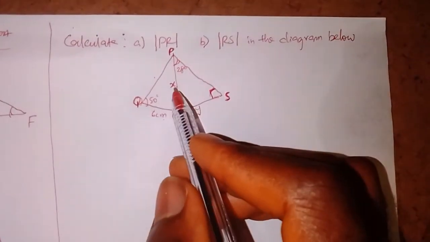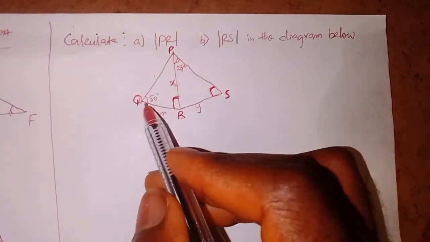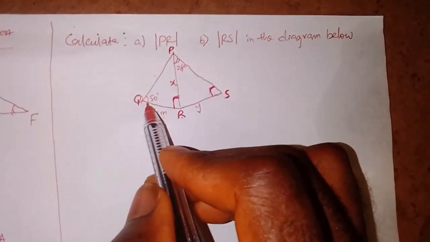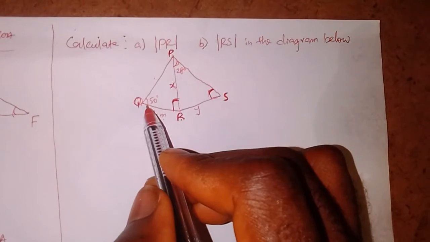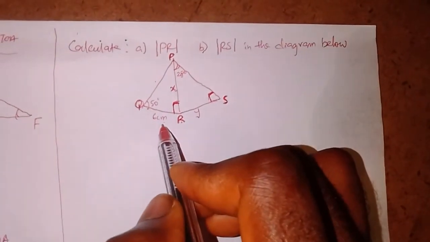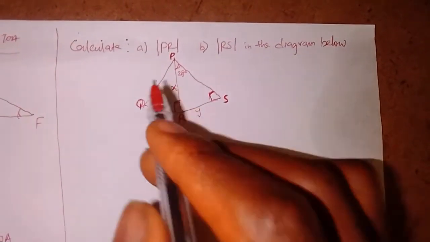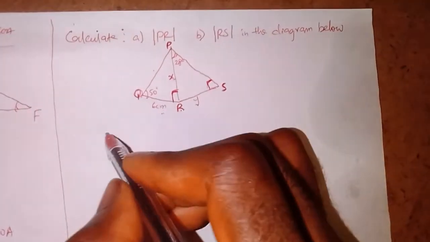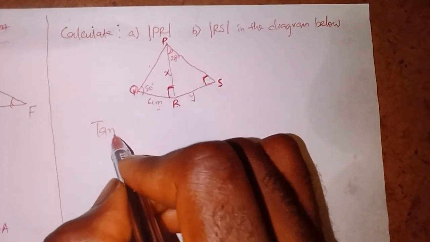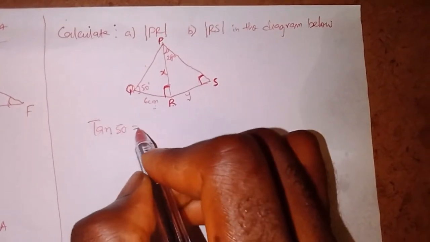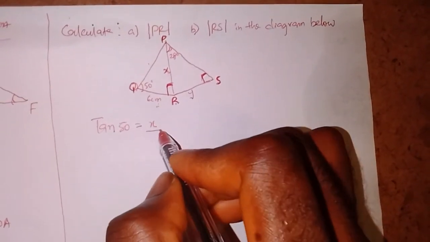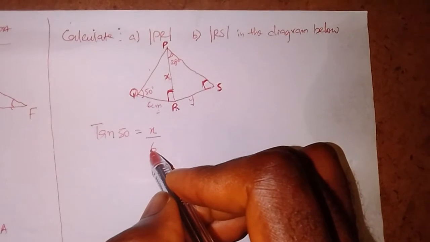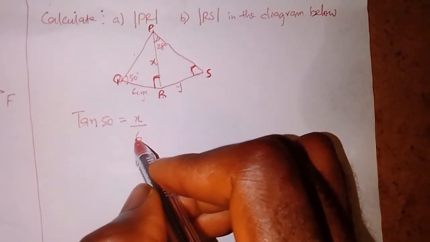So how will I get my X now? To get my X, I need this angle here, which is 50. I'm going to be using my opposite and this 6. And 6 here represents my adjacent. So that becomes tan. Tan 50 equals opposite over adjacent, which is X over 6 in this question.